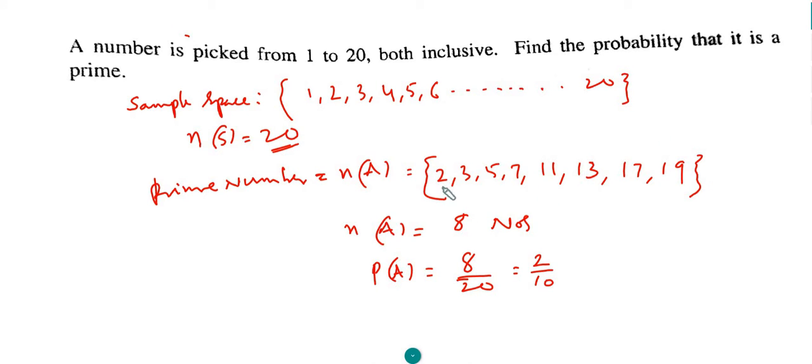2 means divisible by 1 and 2 only, 3 means 1 and 3 only, 5 means 1 and 5 only, like that. So how many are there? 8 are there. That means the number of favorable events is 8 only. The total is 20. So the probability of getting a prime number when picked from these 20 is 8 by 20, which is 2 by 5.